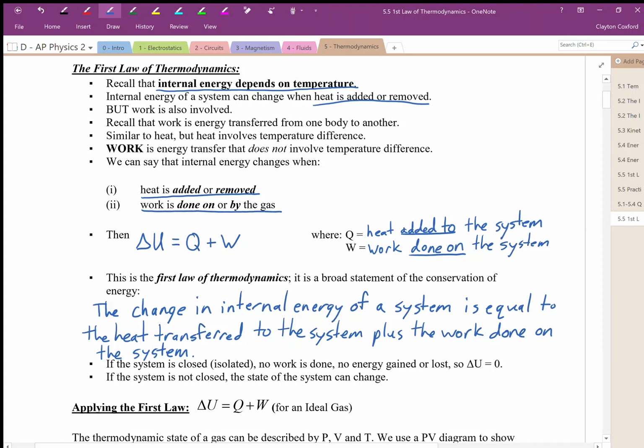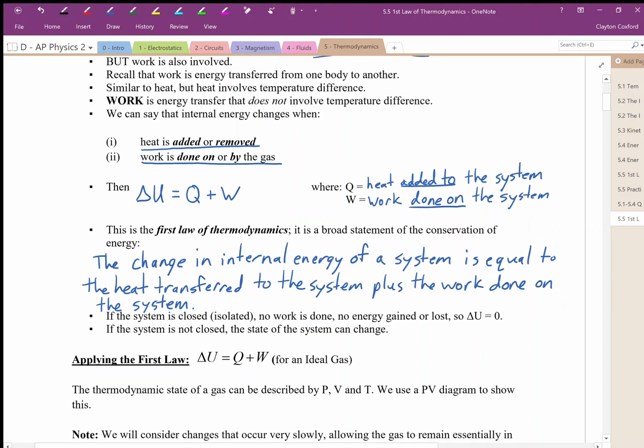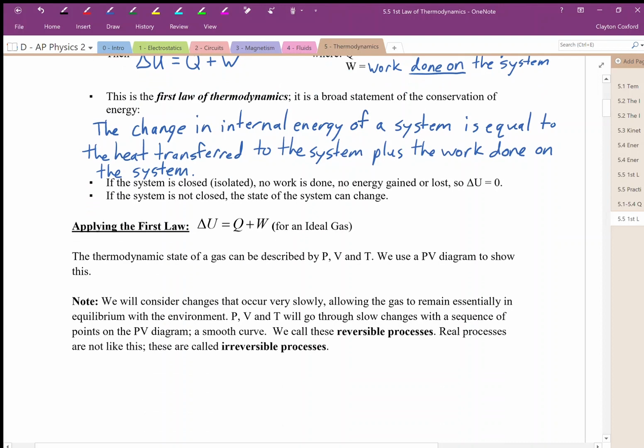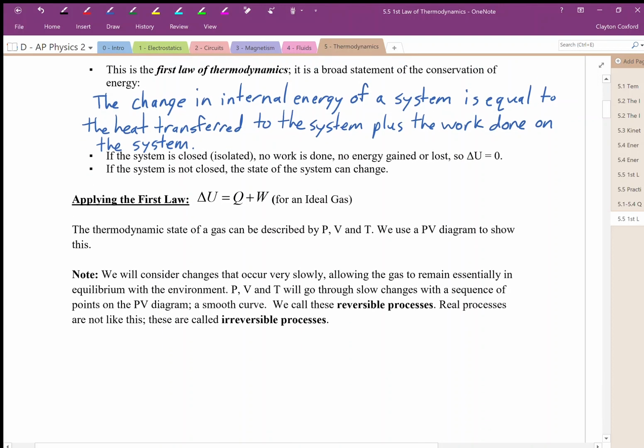But, and this is the case we will be looking at, if a system is not closed, if it's a non-isolated system, the state of the system can change. Work can be done on it or by it, heat can be transferred to it or from it. And that means that the internal energy of that system will be changing. So let's see how we can apply this first law. We'll be looking at it for an ideal gas, so the relationships we've seen prior for ideal gases, PV = nRT, and similar equations will be useful.